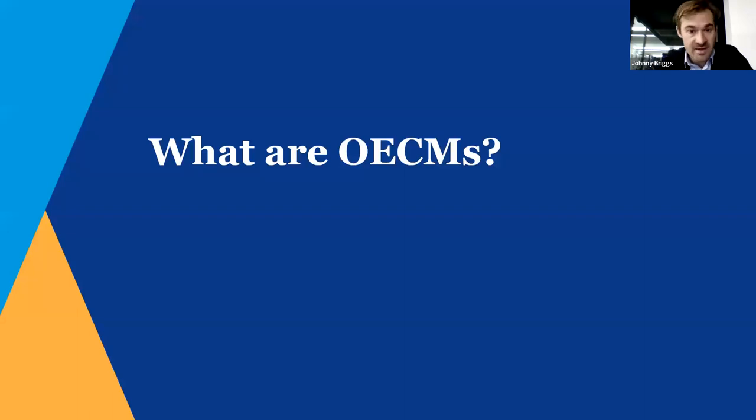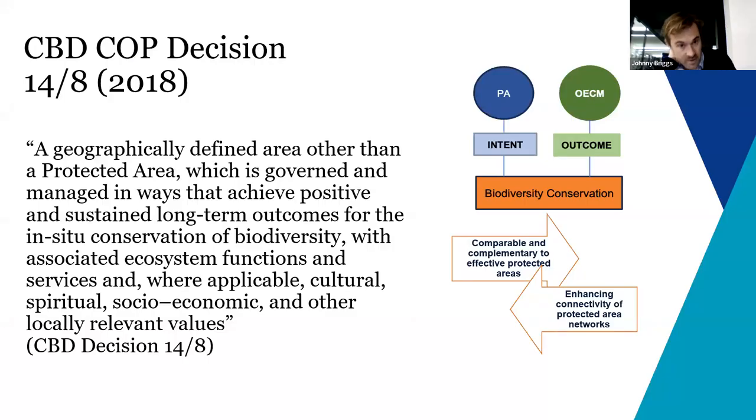So what are OECMs? Now, the key point here is that although OECMs first appeared in IUCN Target 11 in 2010, confusion really reigned on what exactly they are and how they might be applied to global conservation efforts. Now, with that in mind, a key date was 2018 when the CBD agreed COP decision 14A. And that decision, which is in effect a 19-page document agreed by the parties, was the first to define OECMs. And the definition is written down here. It also details that they should be comparable in conservation outcomes to MPAs, that they should enhance connectivity.